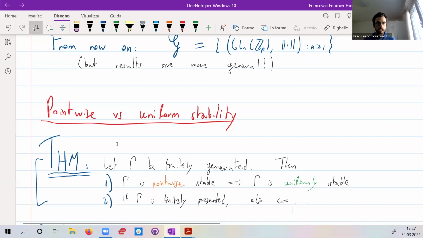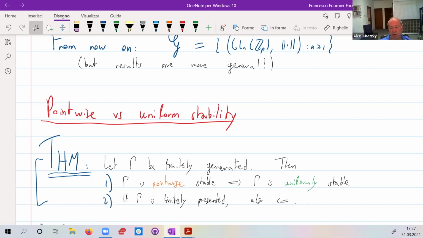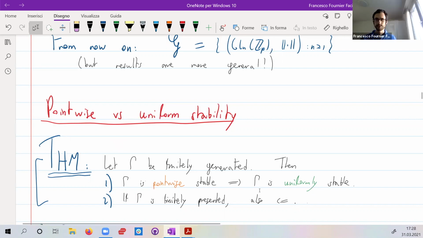So I'm gonna sketch the proof of one, and if you're familiar with these kinds of arguments, then you're gonna understand that a similar proof works for two as well. You know an example of a finitely generated group for which there is no equivalence? Yes, and it's gonna come later on. There exists one. So the finitely presented hypothesis here is necessary.